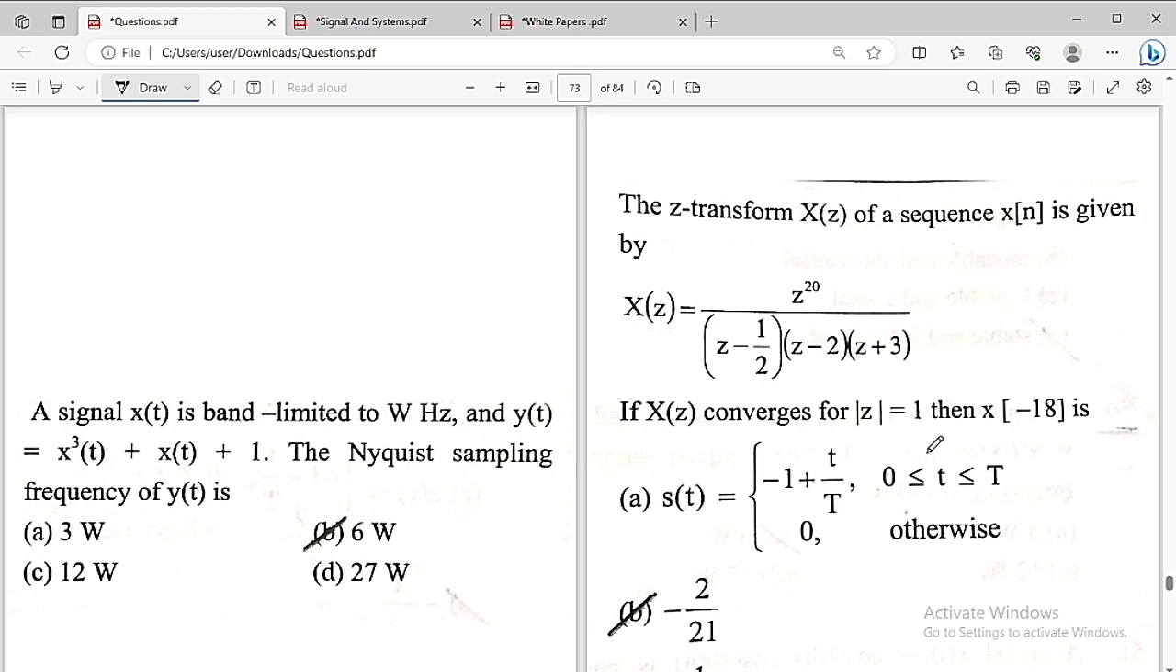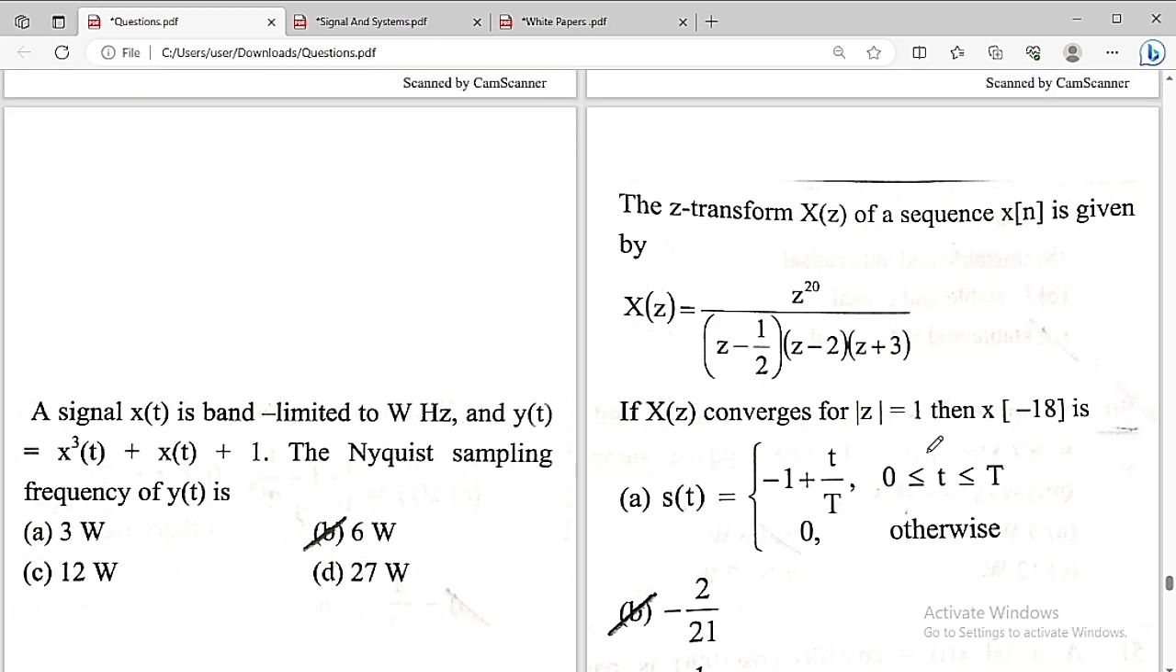See the question here. The Z transform X of z of a sequence x of n is given by: X of z equals z to the power of 21 divided by (z minus half) into (z minus 2) into (z plus 3).